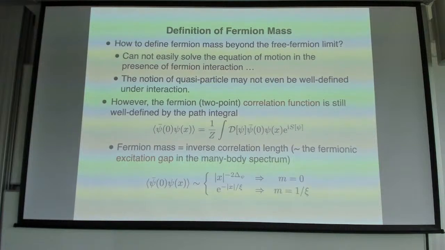Usually we have to reach a ground state and excited states. Yes, you still have a ground state and excited states. So the proposal is that you can use this excitation gap to define the fermion mass. A formal statement is that you can still define the two-point function of a fermion field given any action, which can be interacting, and then you can think of the fermion mass as the inverse correlation length. If this correlation function follows a power law behavior, then we say the system is massless, and if it has an exponential decay behavior, then you can define the mass as 1 over the correlation length.